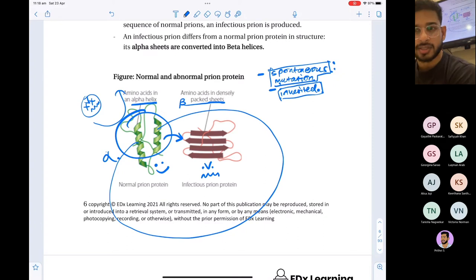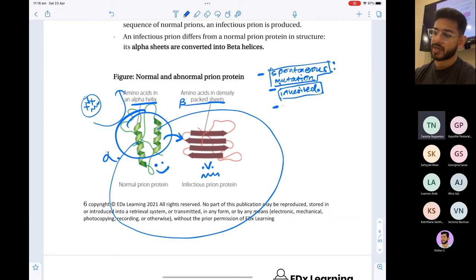Good. Tanisha, what's another way? We're learning infectious disease. What's another way that it can be transmitted? We've spoken about genetic mechanisms of transmission. What else? By consuming it. Okay. Good. Very specific.